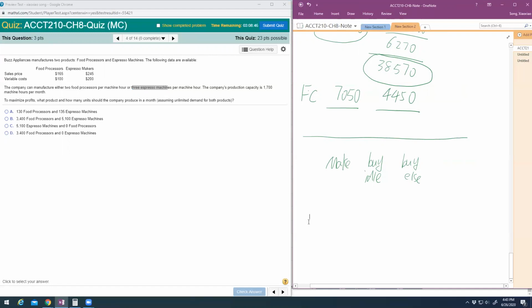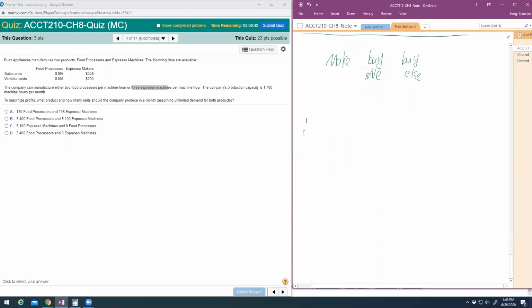This is not hard, actually. I'll leave this to you, just give you some idea. This is our third scenario. If you have a resource constraint, which product you should focus on. For the food, the contribution margin is 65 each, right? And for the coffee, contribution margin is 45 each. But for one machine hour, you can produce two of food and three of this coffee.